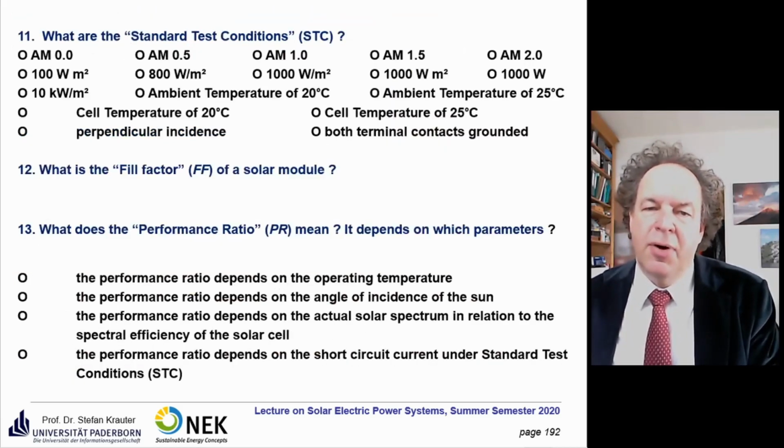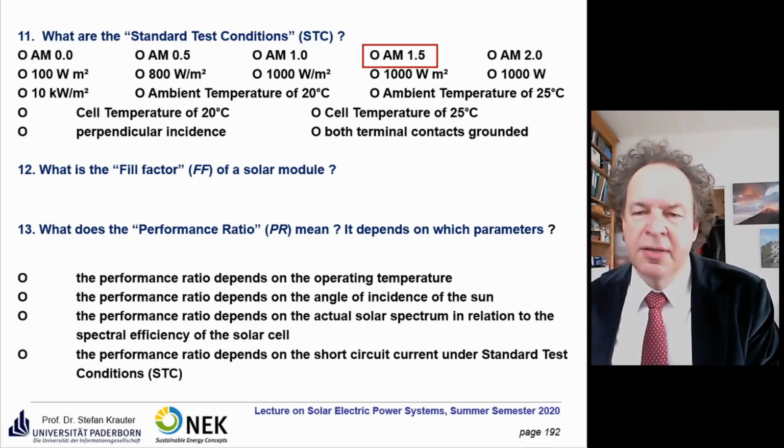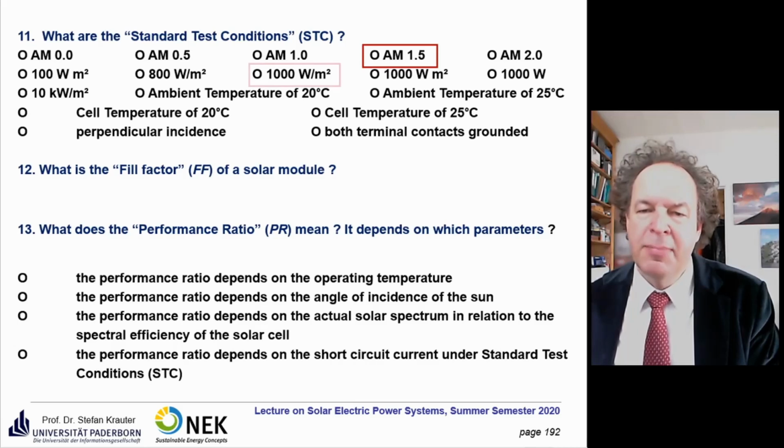Next question: what are the standard test conditions? You probably all know. The air mass is AM 1.5. The irradiance value is, let's also keep in mind, don't mix up the units, not watt times square meter, but 1000 watt per square meter is the right answer.